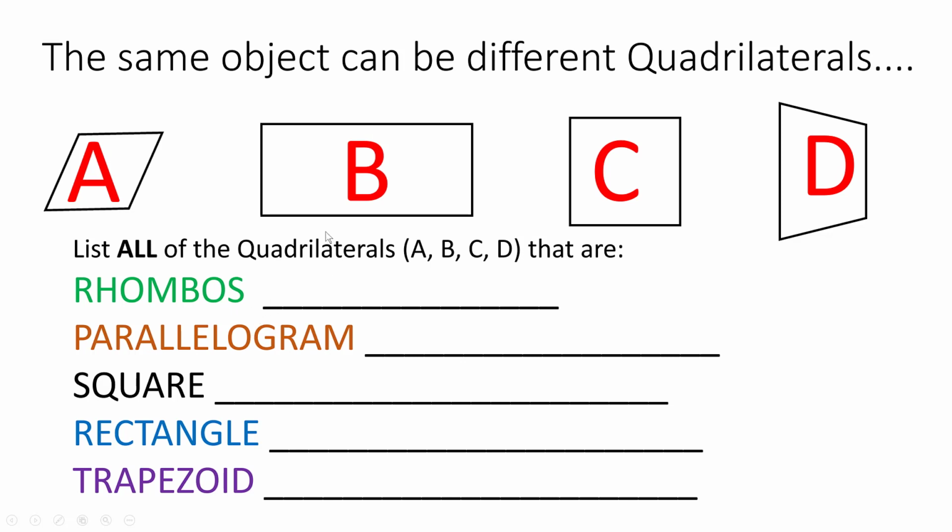So what shapes here are rhombuses or rhombi? Which shapes here are parallelograms? Which shapes here are trapezoids? And which shapes here are squares and rectangles? Okay, and I will give you the answer to this challenge tomorrow.